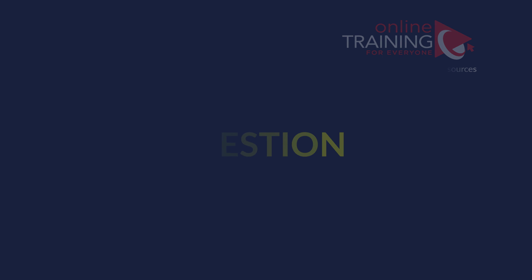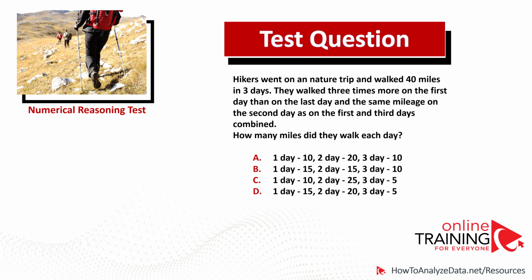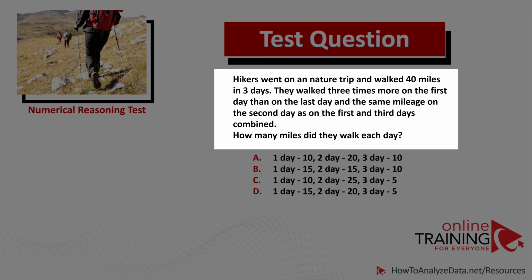Let's look at the tricky problem we frequently see on the test. Hikers went on a nature trip and walked 40 miles in 3 days. They walked 3 times more on the first day than on the last day, and the same mileage on the second day as on the first and third days combined. How many miles did they walk each day?